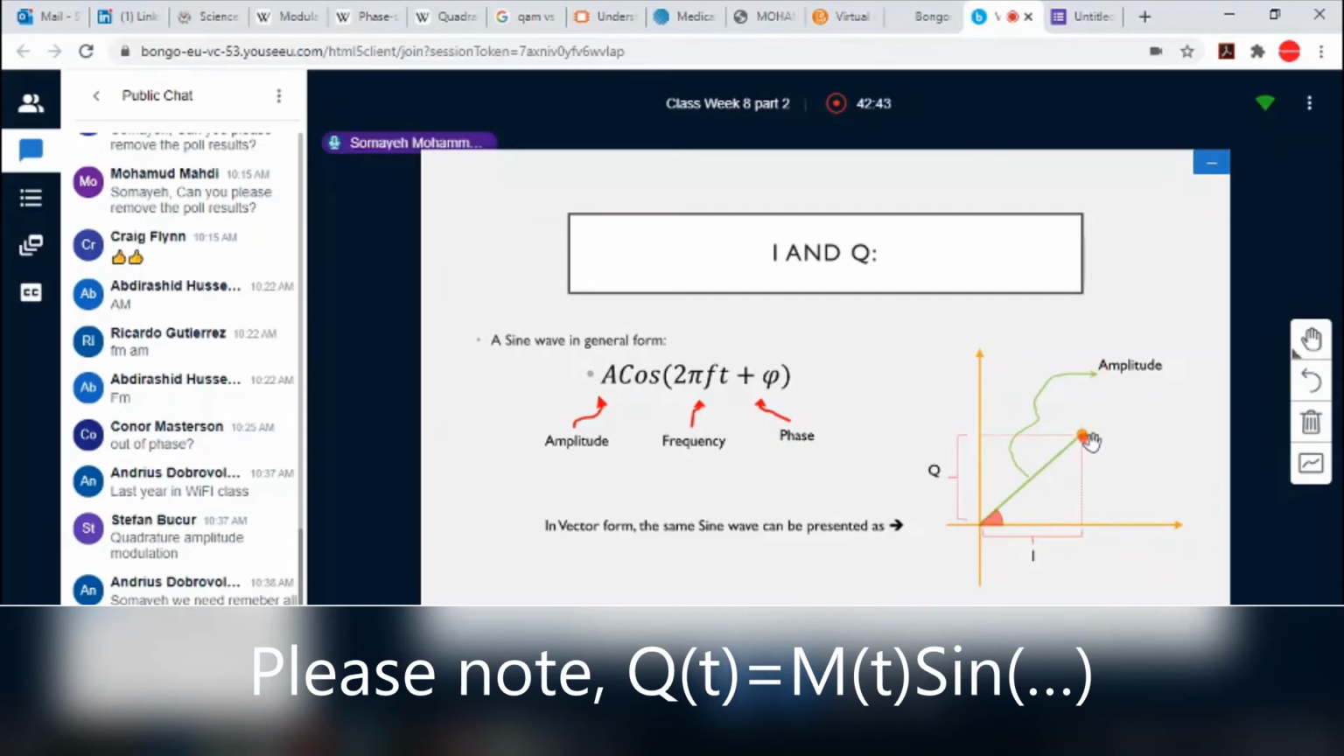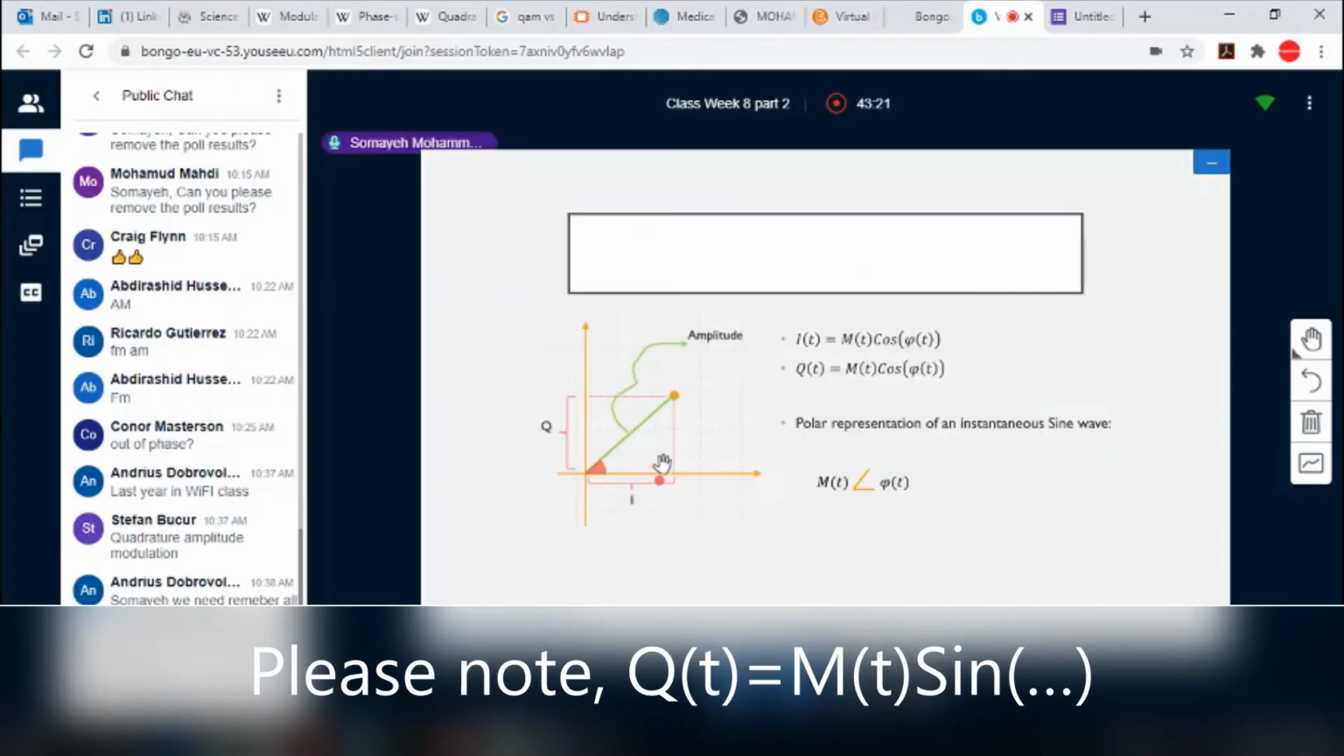So the image or the shadow of this point on this vector here would be considered as I, or in phase, and the image or the shadow of this point on this vector here would be considered as Q, or in quadrature. Now we want to see how this I and this Q can be written mathematically with respect to that generic form.